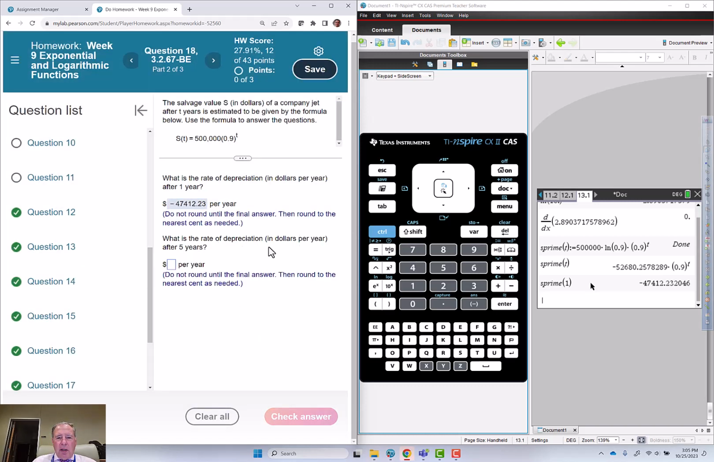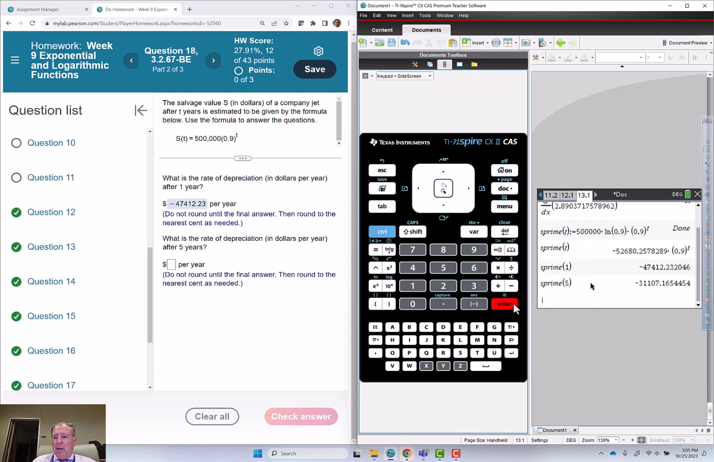What is the rate of depreciation in dollars per year after 5 years? So we're going to go to S prime at 5. Enter, and I get negative 31,107.17. So negative 31107.17, rounding to the nearest penny or cent.